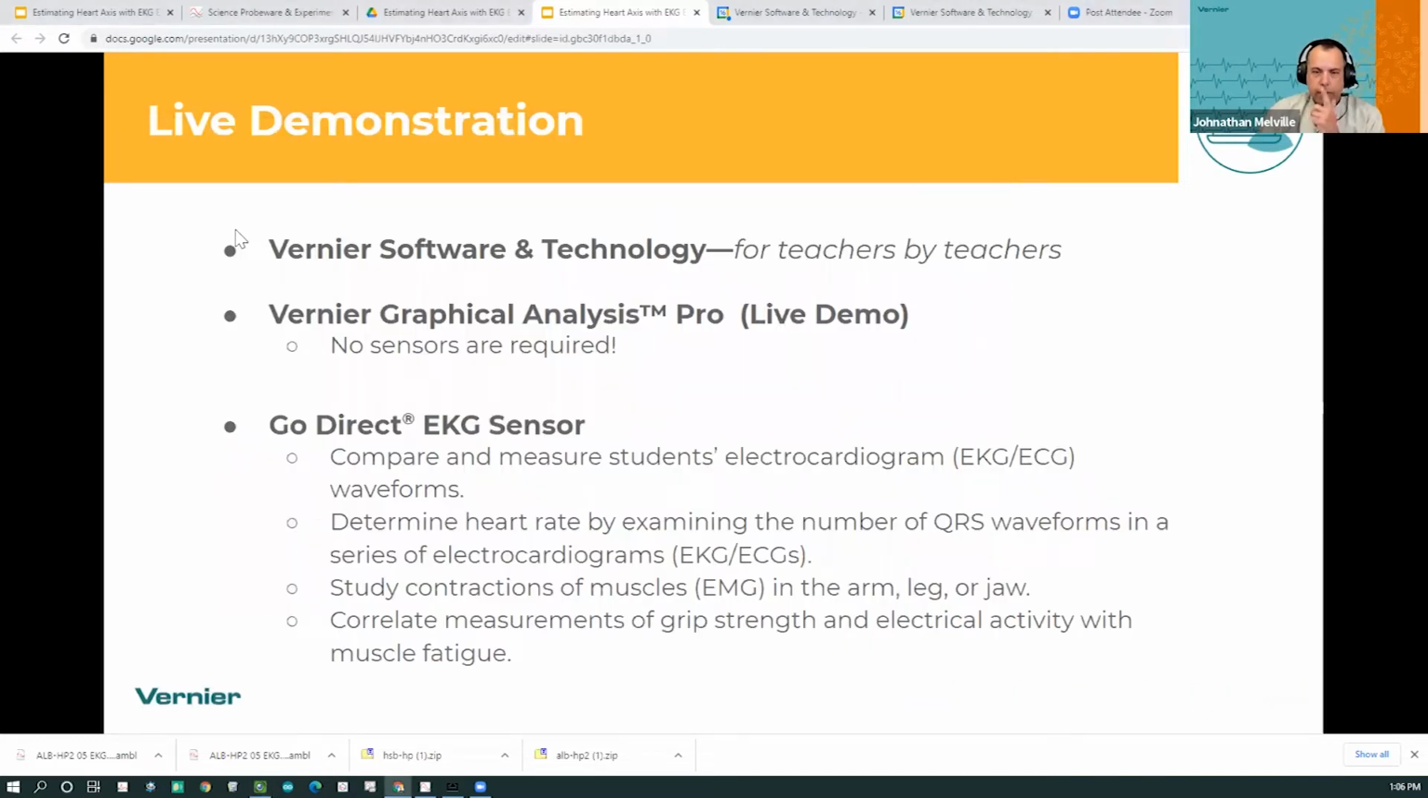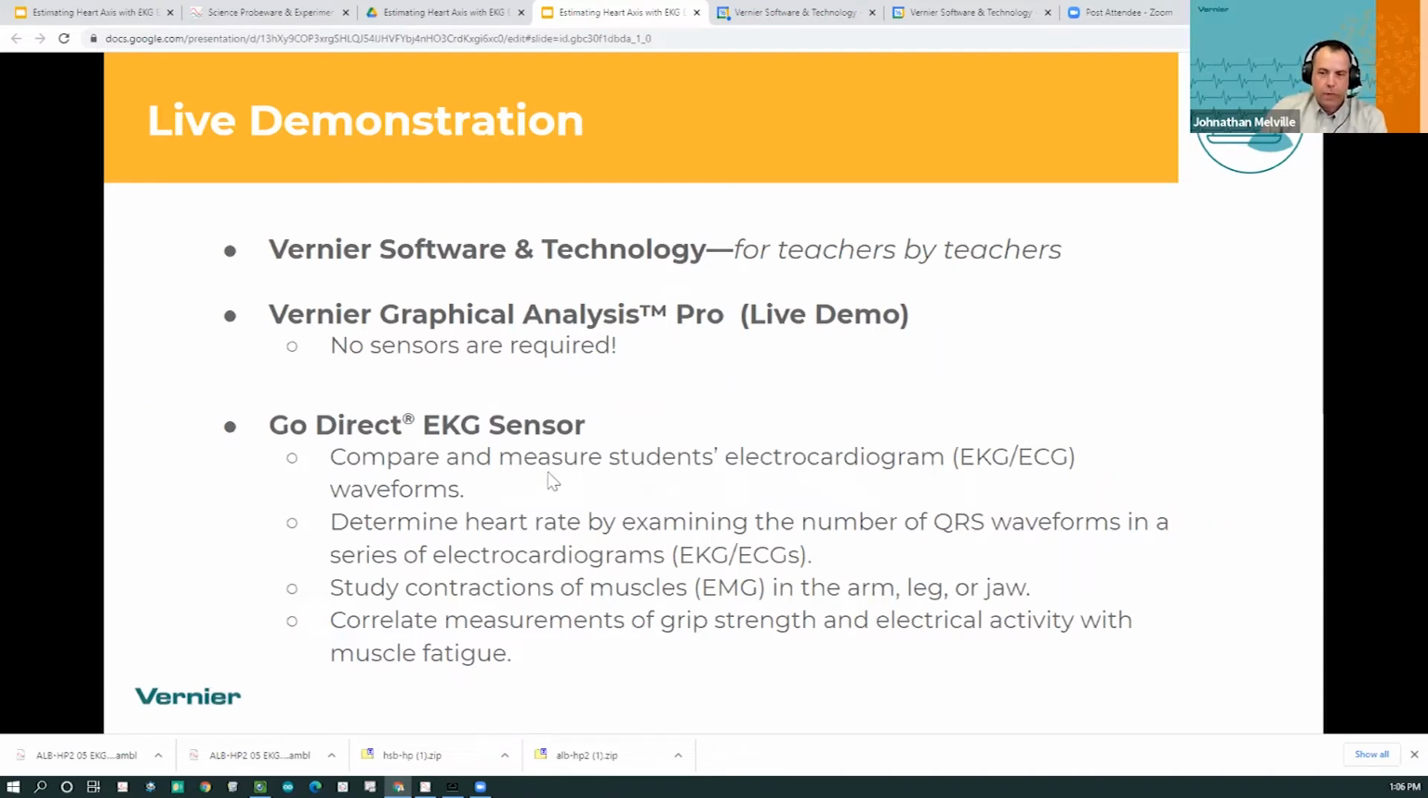All right, so once again, Vernier software is for teachers by teachers. I'm going to collect some EKG traces, and then we're going to do a live demo of Graphical Analysis Pro. We're just going to do several things.